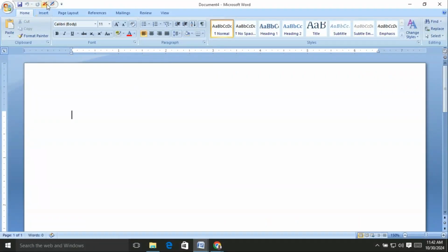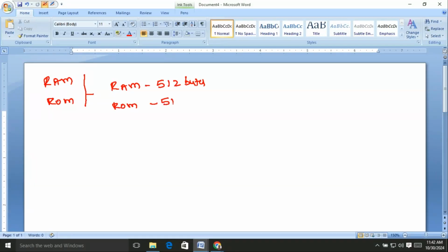Hi friends, now I would like to explain how the RAM and ROM chips are interconnected to the CPU. Here, to interconnect the RAM and ROM chips, I am going to consider the RAM capacity as 512 bytes, and the ROM capacity is also 512 bytes.